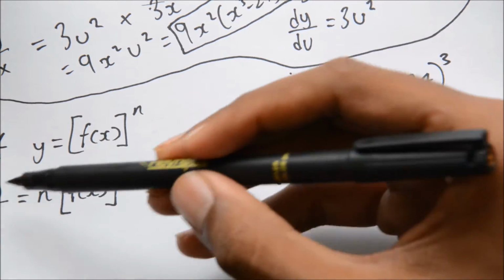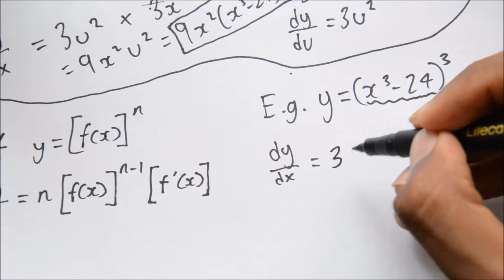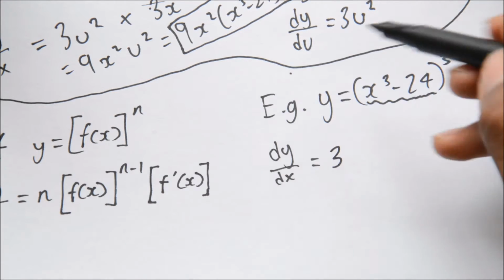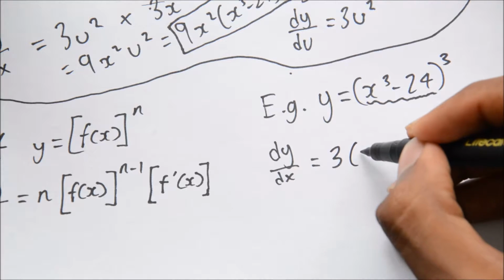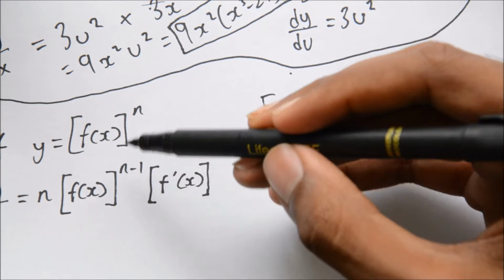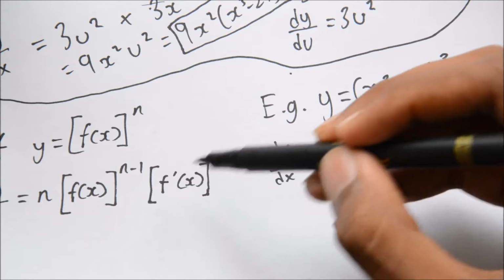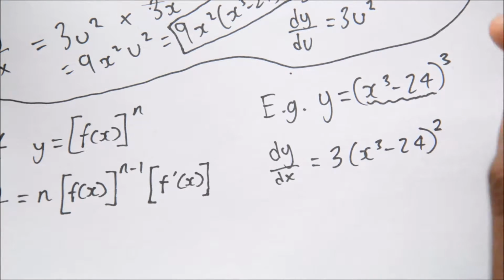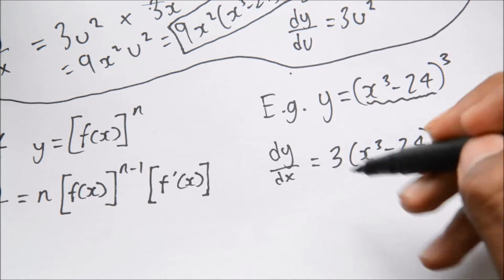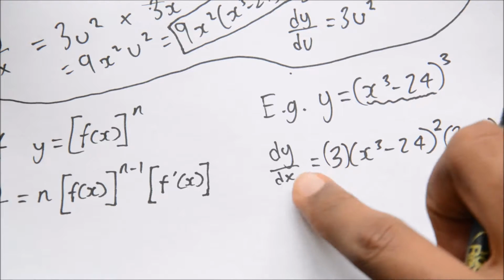So dy/dx is equal to n, which is our power here, 3. So we put the 3 here. We have f(x), which is our function here, so we have x cubed minus 24. You have power n minus 1. Our n is 3, so n minus 1 would be 2. And we have our differentiated. If we differentiate x cubed minus 24, as seen previously, the differentiation of that is 3x squared. So we've now come up with this equation here.